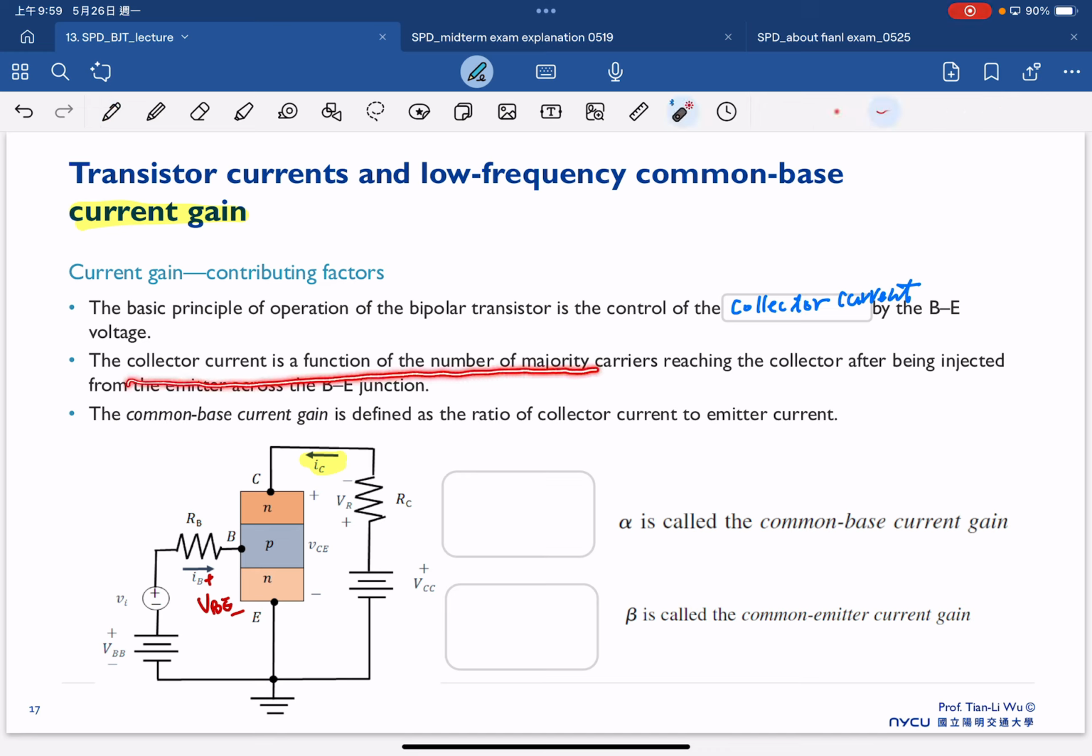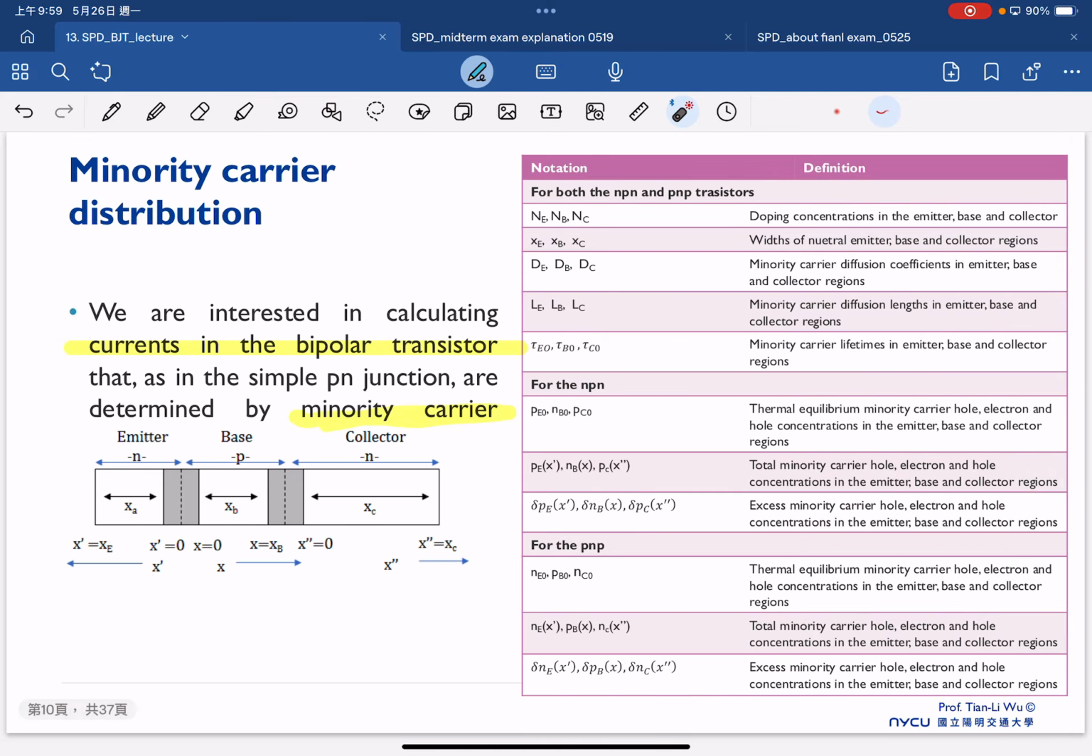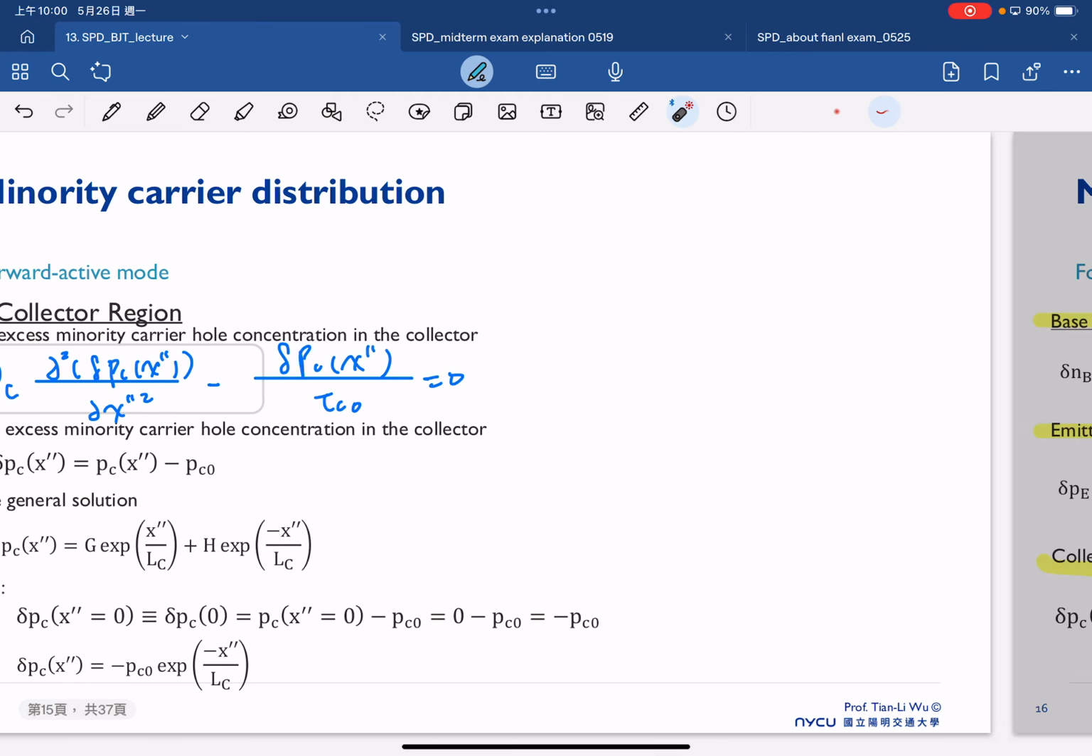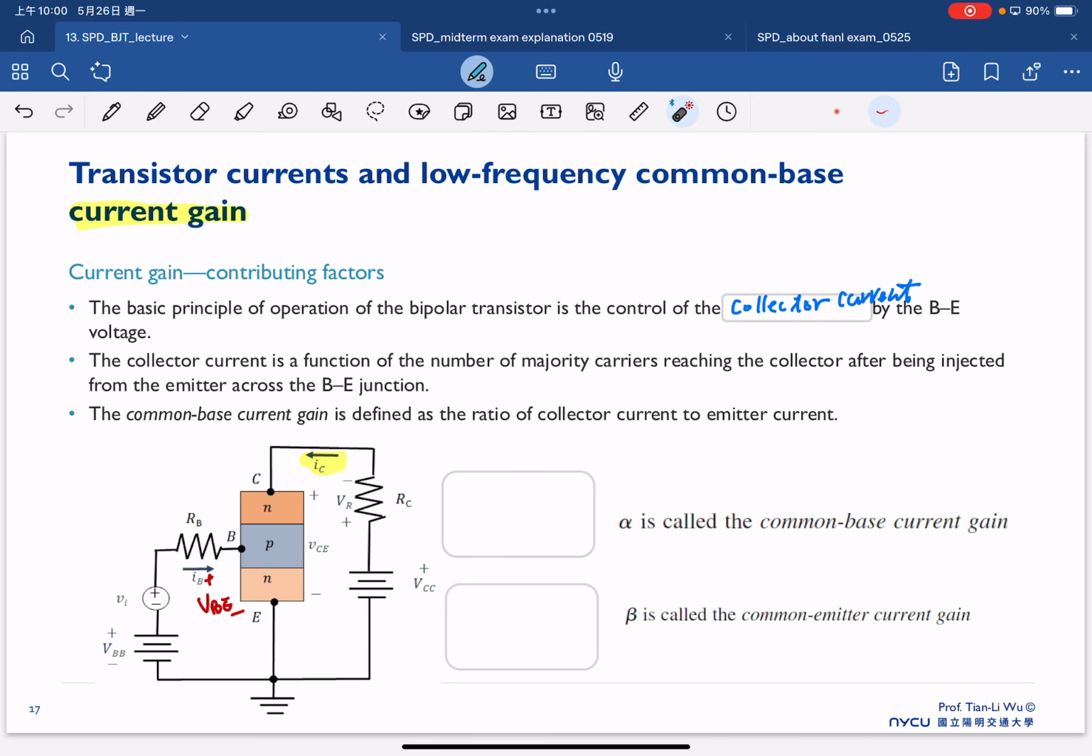The collector current is a function of the number of majority carriers that reach the collector after being injected from the emitter across the BE junction. As I say, the collector current here is determined by the electrons injected into the base to reach the collector side. So this is what this sentence means. Therefore, we can define the common base current gain, which is a ratio between the collector current versus the emitter current, as shown here. Collector current versus the emitter current, that's what we call alpha, which is the common base current gain.